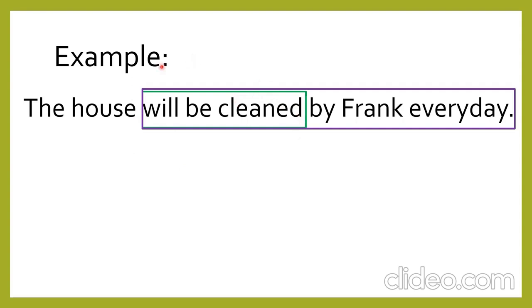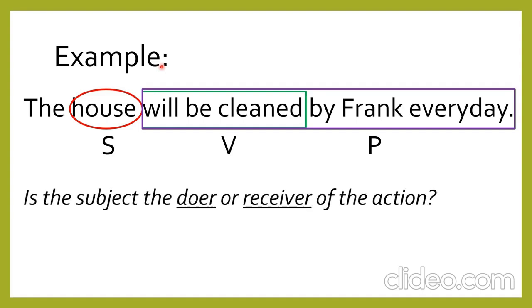Alright, we are done identifying the predicate and the verb. Now, which one is the subject in the sentence? The subject is house, or the house. Again, subject house, verb will be cleaned, and the predicate is will be cleaned by Frank every day. So the question is, is the subject the doer or receiver of the action? Is house the one who will clean, or is house the one that will be cleaned?